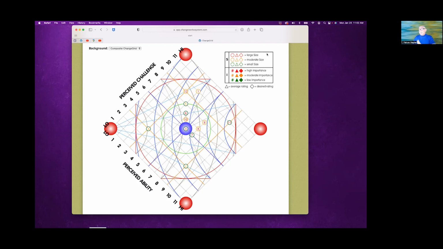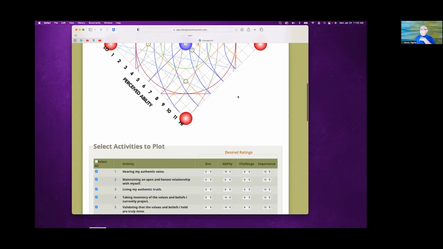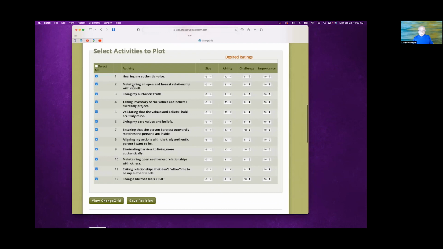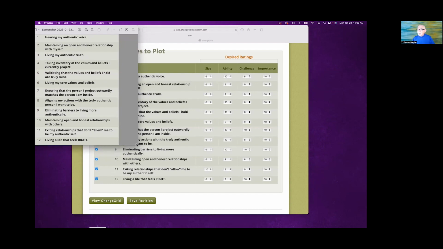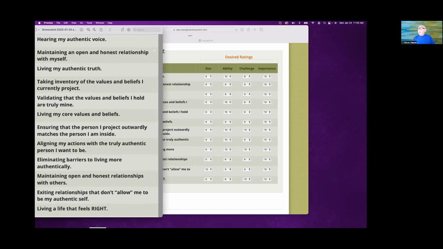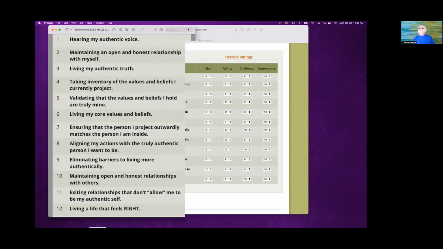When you filled out the ChangeGrid, I was actually asking you about 12 different activities. So I'm going to do something here to save us a little bit of looking. Let me take a screenshot of what these activities are, and then I will slide it in so we can be looking at these side by side rather than scrolling up and down to try to see what activity was what. I'll put the activity list off to the right.